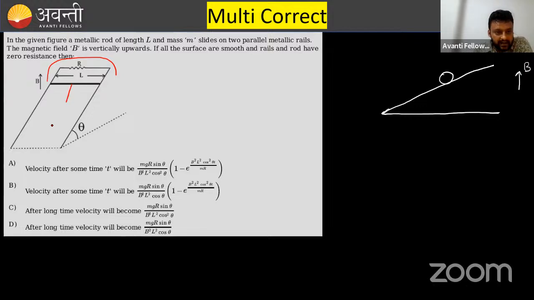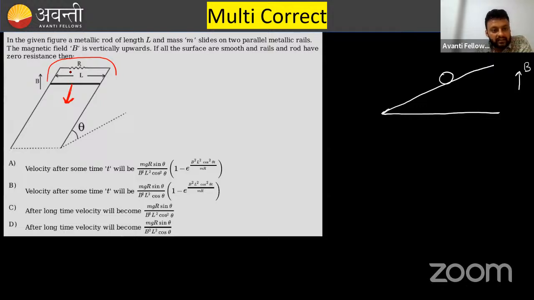This rod will start sliding in this direction. On the diagram, you can see, as this rod slides in this direction, it is sliding due to its weight. Weight is what? Mg sin theta. As it starts sliding, some EMF is induced in the rod.